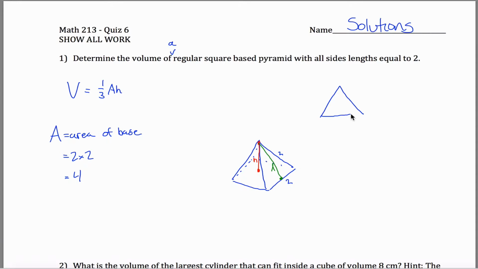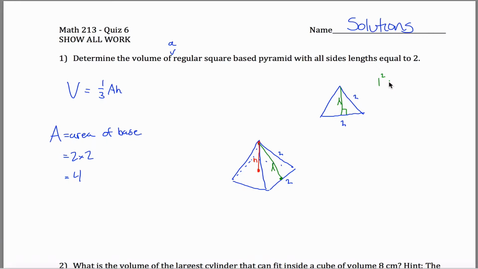I have an equilateral triangle because all side lengths are equal to 2. So this is 2 here, this is 2 here. And what I want to figure out is this length, which is L. And I could take advantage of the fact that I have a right triangle here, so I can use Pythagorean theorem. This length is 1, half of this 2.